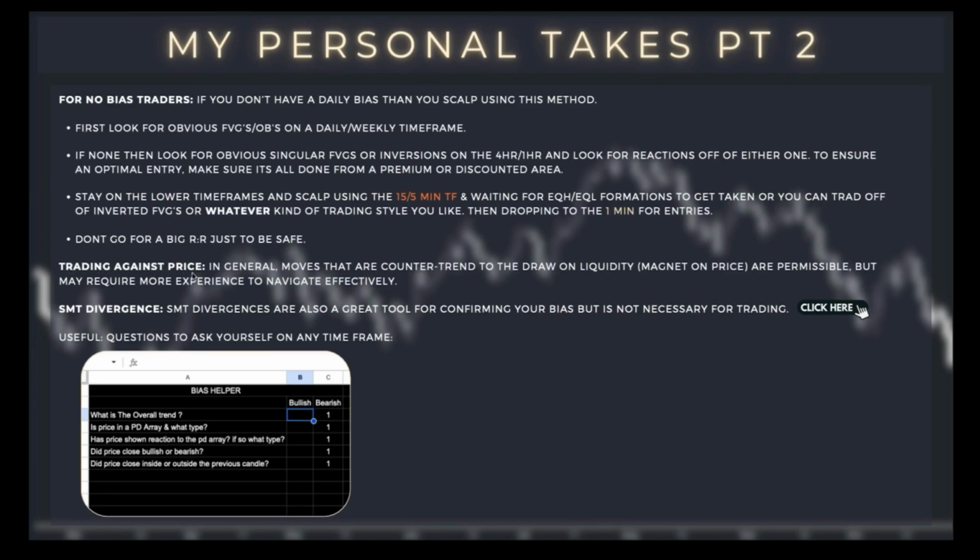Lastly, trading against price. In general, moves that are counter trend to the draw on liquidity, magnet on price, are permissible, but may require more experience to navigate effectively. So if you're going to counter trend trade, you can, but that's a little risky, but you can still do it. SMT divergence. SMT divergences are also a great tool for confirming your bias, but it is not necessary for trading.